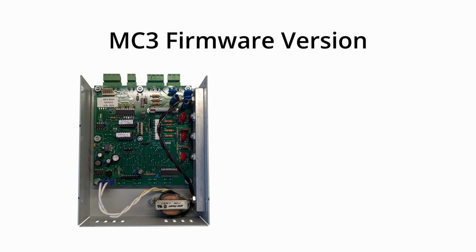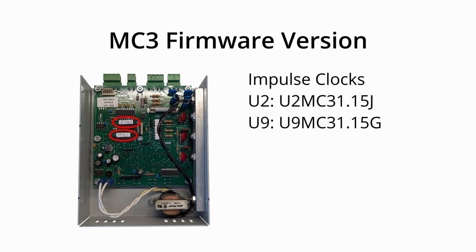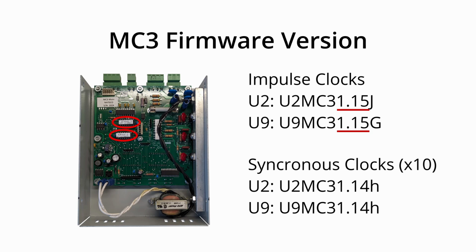Looking at the back of the main circuit board, identify the version number written on the chips located here and here. The important part of the chip versions are the numbers at the end. For impulse clocks, both chips should be version 1.15. For synchronous clocks, sometimes referred to as ×10 clocks, both chips should be version 1.14 or lower, depending on the age of the MC3.